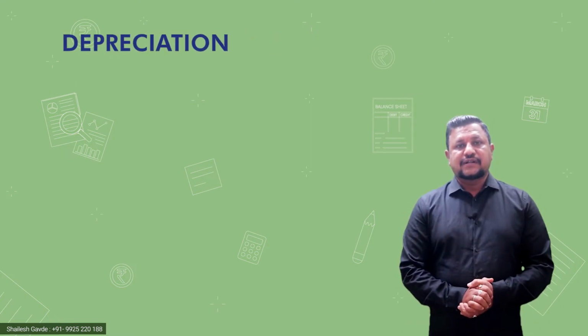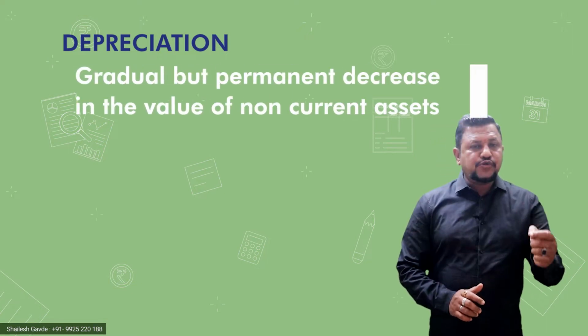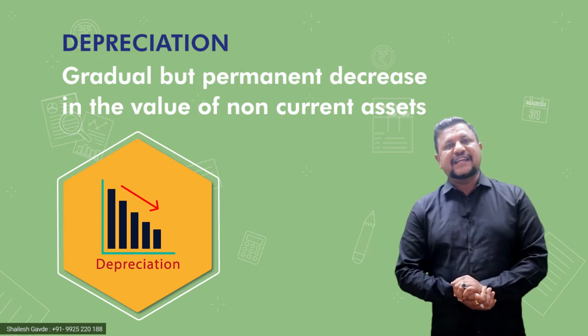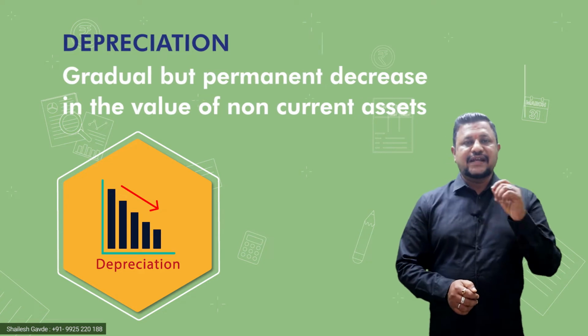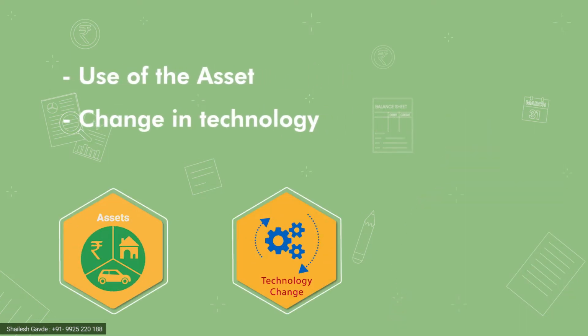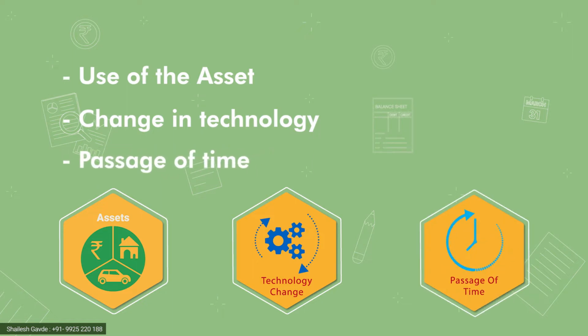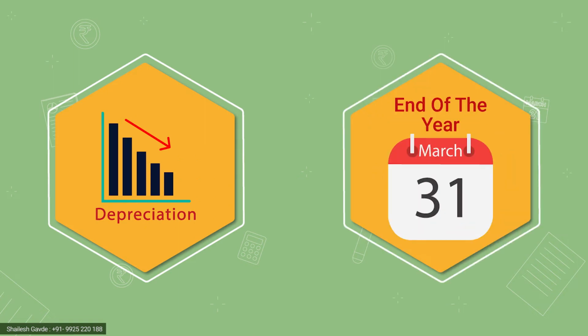Well, now we'll come to the next adjustment, that is depreciation. If we understand the term depreciation, guys, a gradual but permanent decrease in the value of a non-current asset is termed as depreciation. We charge depreciation because of use of the asset, change in technology, obsolescence, passage of time. Well, students, depreciation is charged at the end of the year generally.